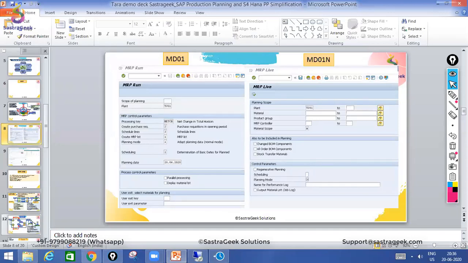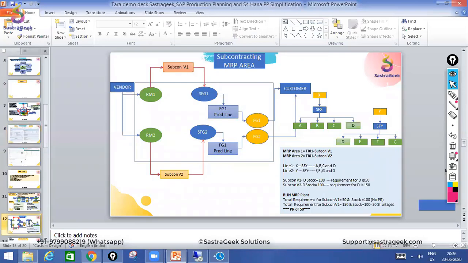Now, come back to your question. If we have a stock available at a subcontractor, but you haven't created a subcontractor MRP area, then system will not check exactly how much stock is available at which subcontractor. System will say only 200 stock is available at a subcontractor. That's it. We will not get a clear picture or clear visibility of the stock in that case.